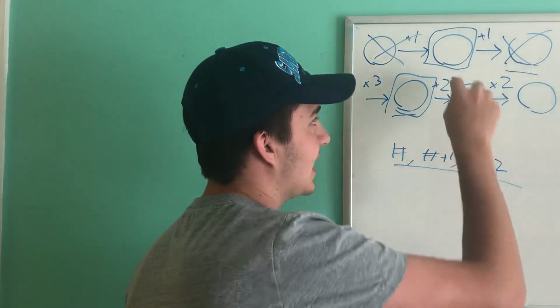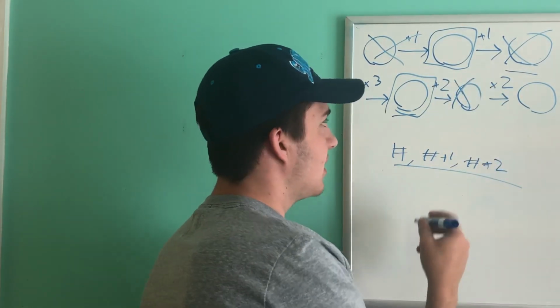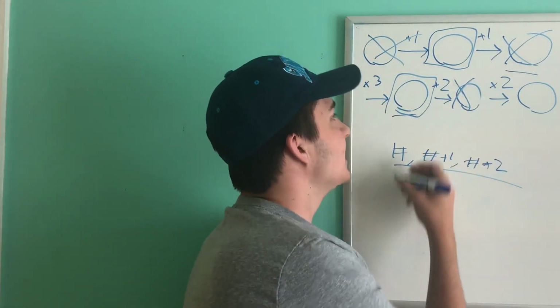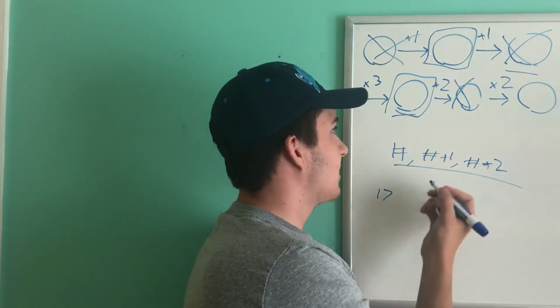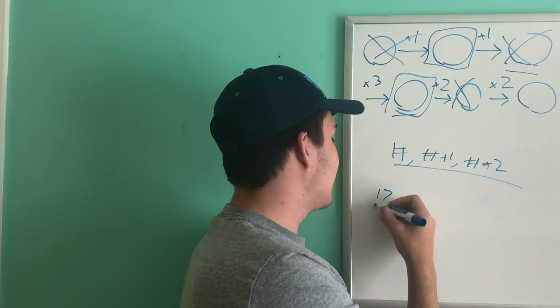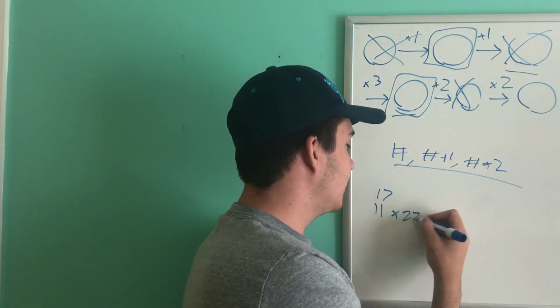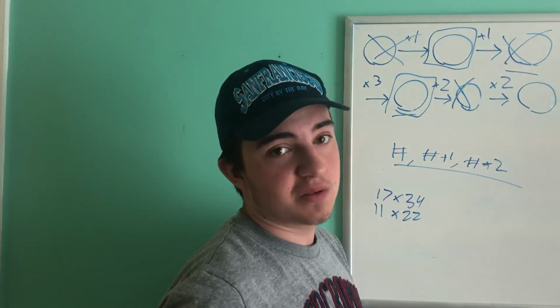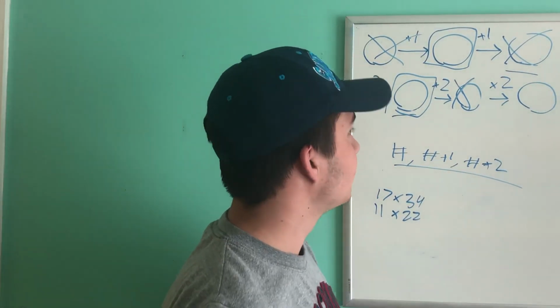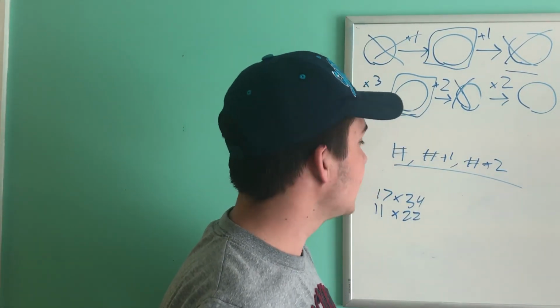Now the next one is times 2, right? So like we said, let's say this was 15 plus 2 is 17, right? Or we could say this was 9 plus 2 is 11. 11 times 2 is 22. 17 times 2 is 34. That's not going to work for us. Not at all. And that's because it just won't.